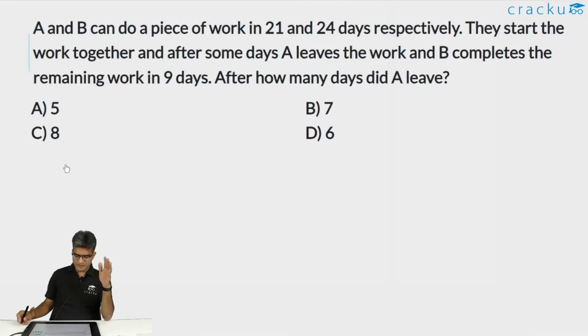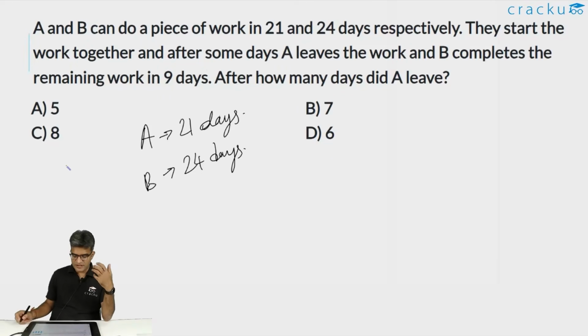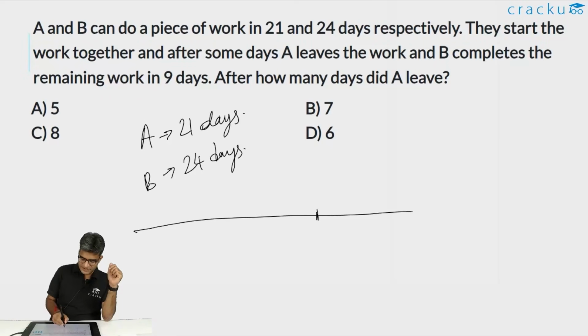A and B can do a piece of work in 21 and 24 days. So A can do a work in 21 days. B can do it in 24 days. They start working together and after some days A leaves. B completes the remaining work in 9 days. So they work together. Let us assume that they work together for X days.